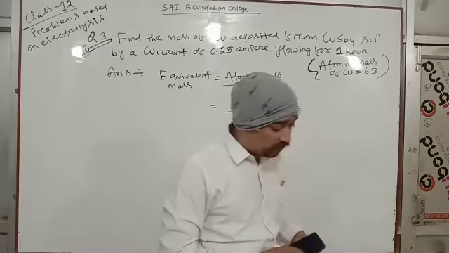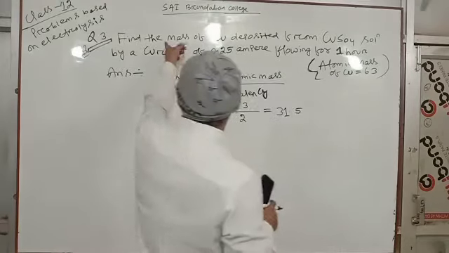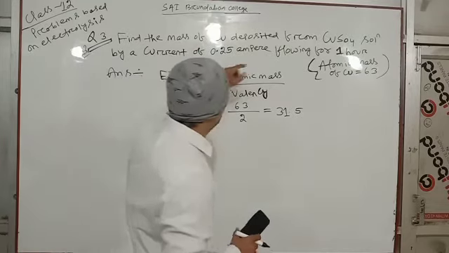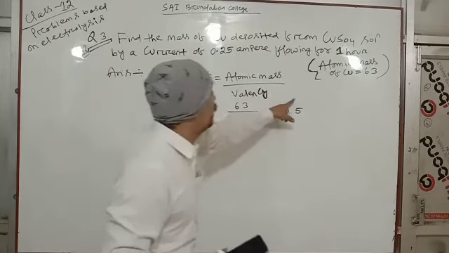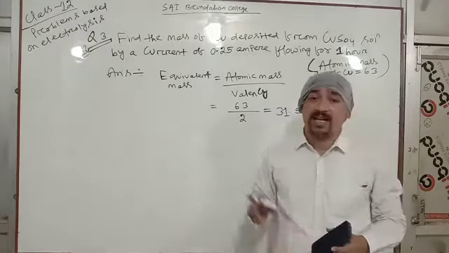So we have to calculate what? Find the mass of copper deposited. We have to calculate how much mass of copper will be deposited from the copper sulfate solution. This is the equivalent mass. Now, how much time is given, and what current?